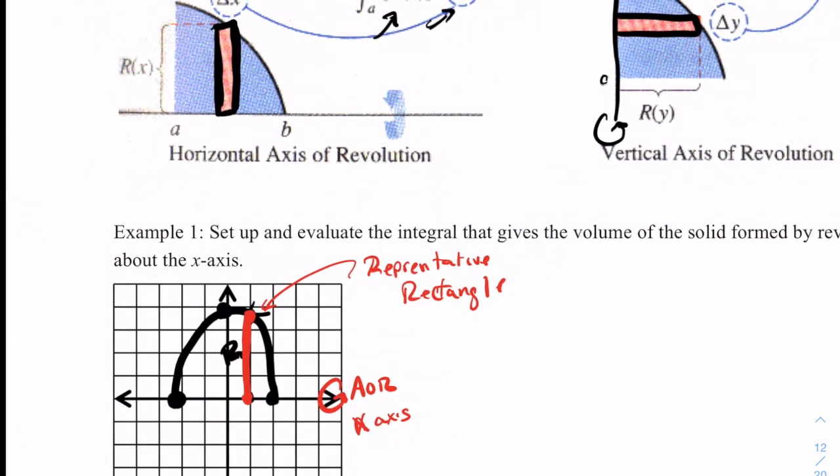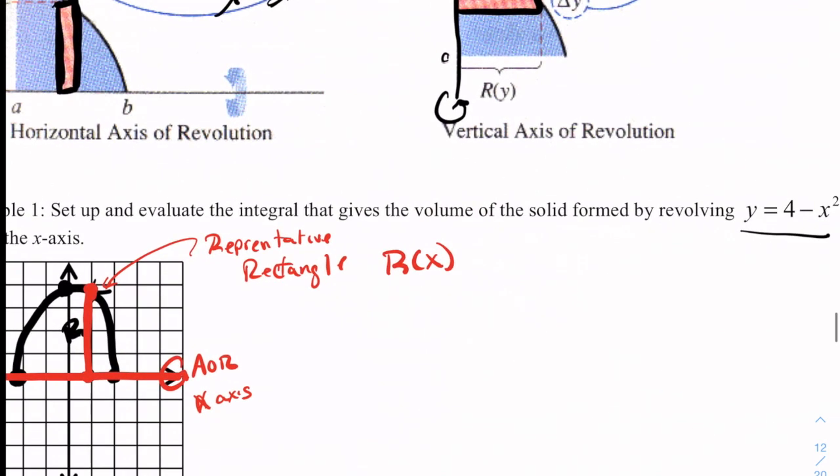And our radius would be our upper function, so our curve, and our lower function. In this case, everything is going to be bounded by the x-axis. So it may sound redundant to begin with, but it will pay off later if we consistently do this. So we're going to come up with our radius. It's our upper function, 4 minus x squared, minus our lower function. In this case, it's 0.